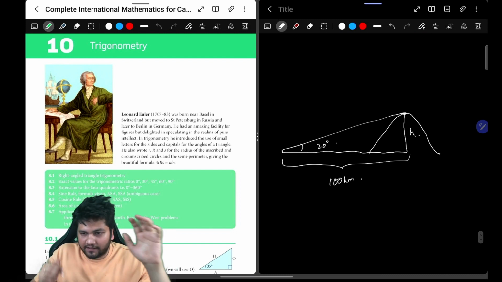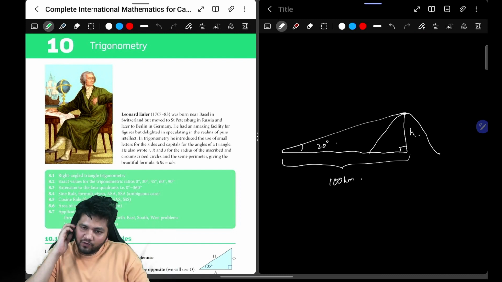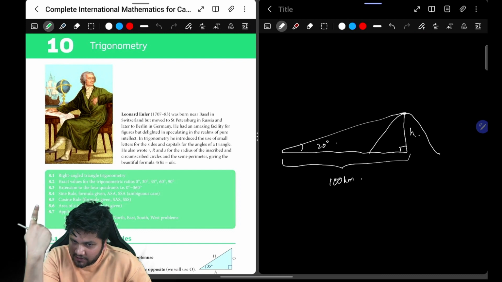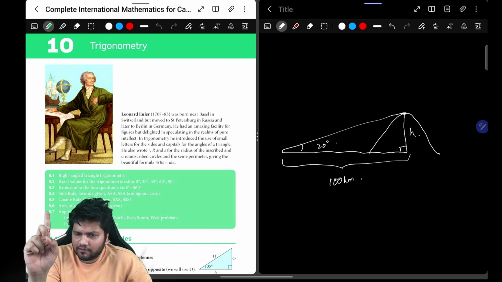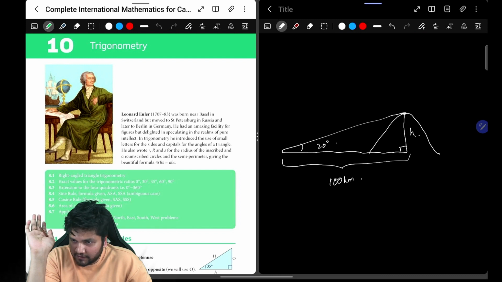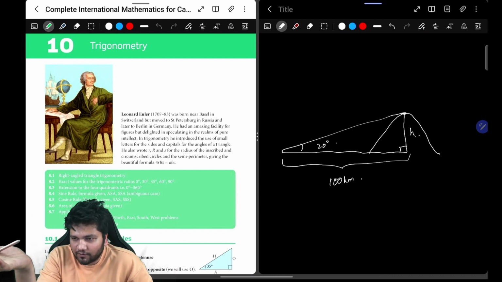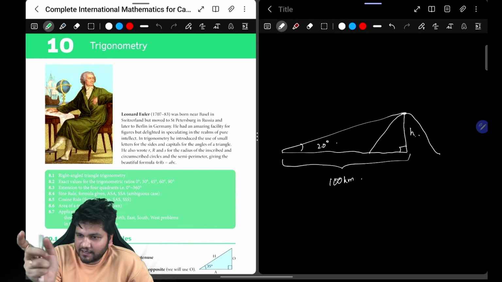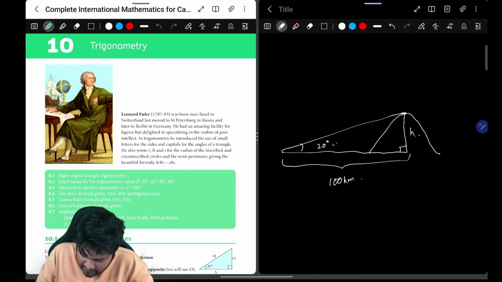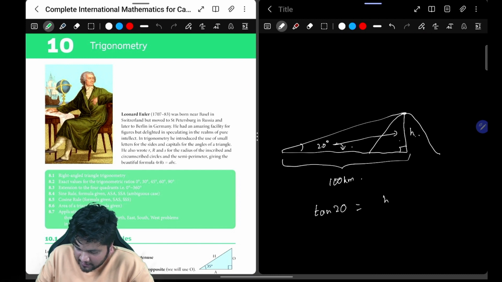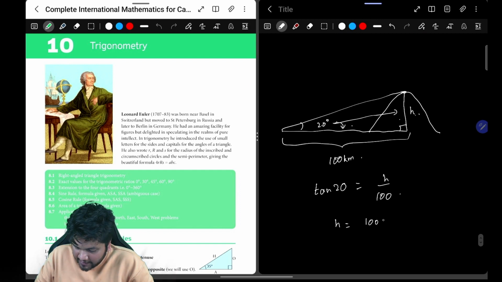if we know the angle, like see, the whole point is that if I know one side of the triangle and just one angle of the triangle, as in a right angle triangle, then I can find all the sides, all the angles, everything, right? And obviously if I know one angle, that means I know all the angles. But if I know one of the sides, I can find all the sides. So if you know this side is opposite to it, this side is adjacent to it, so tan 20 is nothing but h by 100. So h is going to be 100 tan 20.